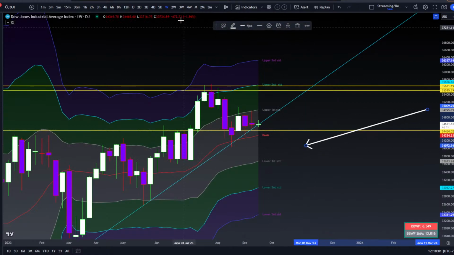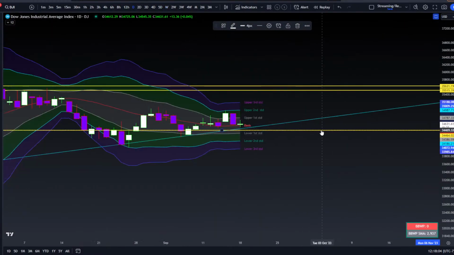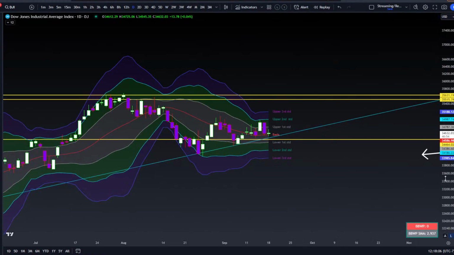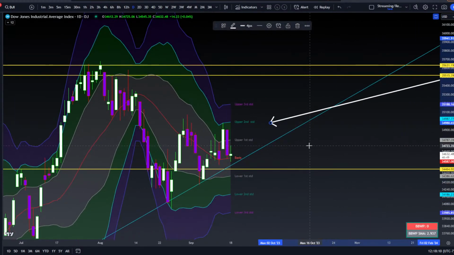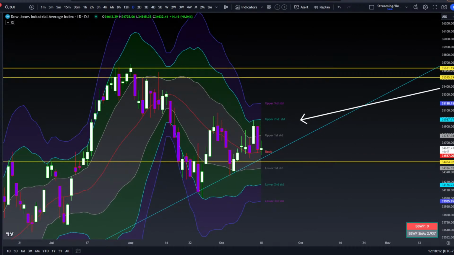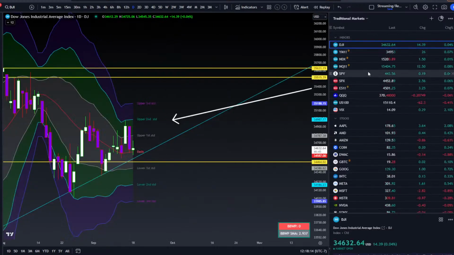As it stands right now, it's a Monday. We'll see what happens. It's kind of painting a doji here. We've got about 40 minutes to close, so we'll see what this ends the day like.